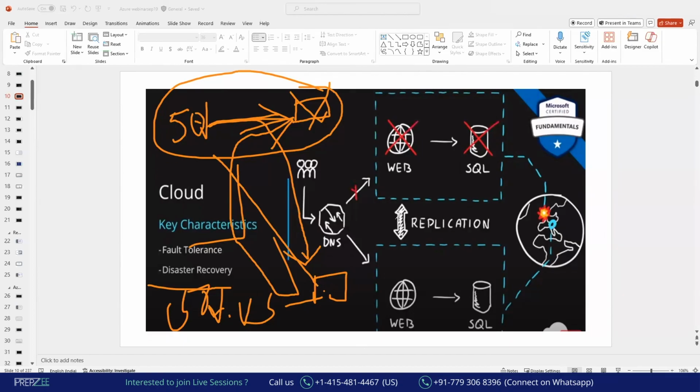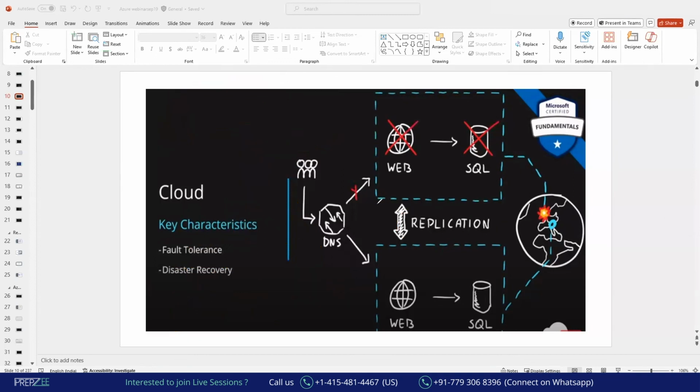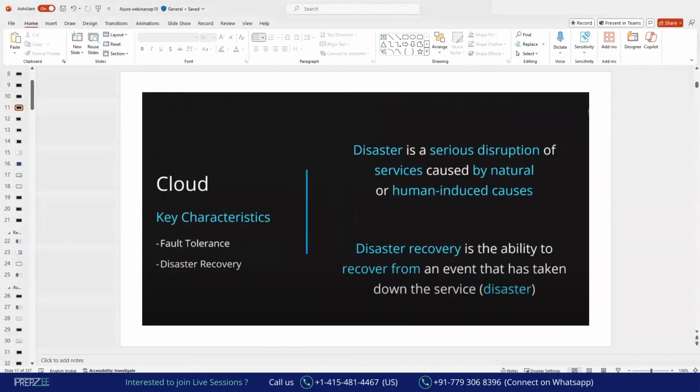How are they doing that? Because of the replication strategy. This is called disaster recovery. Even though a disaster has completely occurred in one region, we can still make sure we are out of that disaster via a concept called disaster recovery and replication strategies. Okay, so these are the major concepts that you need to keep in mind.